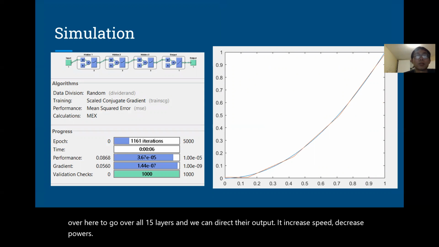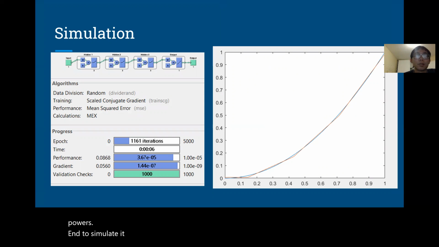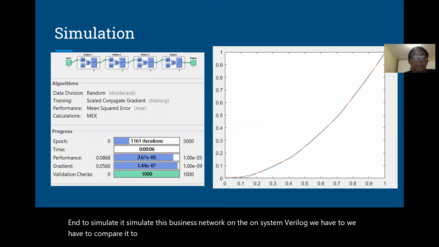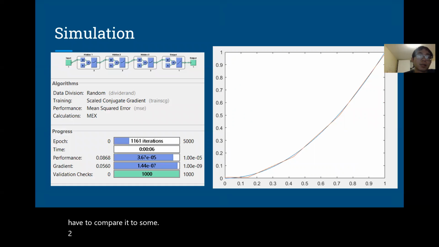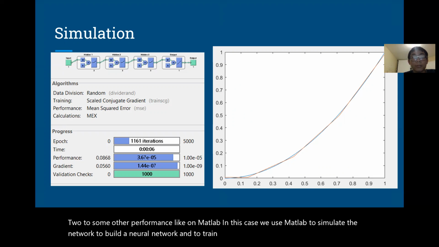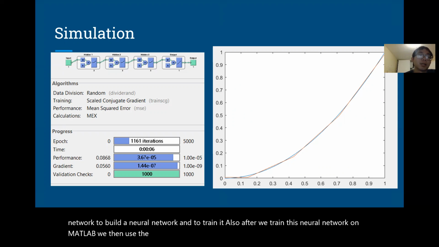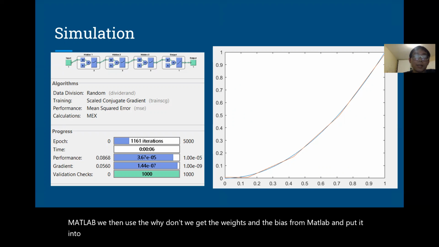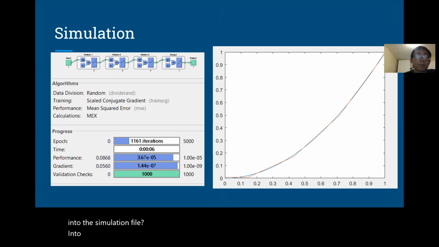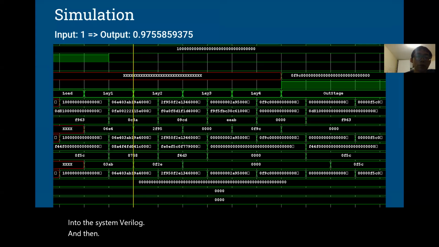And to simulate this neural network in SystemVerilog, we have to compare it to some other performance, like on MATLAB. In this case, we use MATLAB to simulate the network, to build a neural network, and to train it also. After we train this neural network on MATLAB, we then get the weights and the bias from MATLAB and put them into the simulation file in SystemVerilog. And then we do the simulations here.